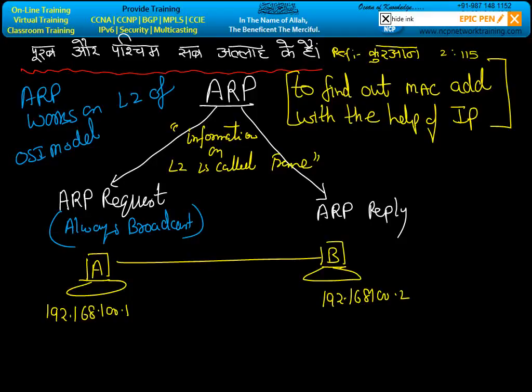The MAC address of machine A is, for example, AA, twelve characters, 1, 2, 3, 4, 5 and 6. And for example, machine B has the MAC address B, 1, 2, 3, 4, 5, 6. We know that, but machine A doesn't know the MAC address of machine B, because we are the administrator.